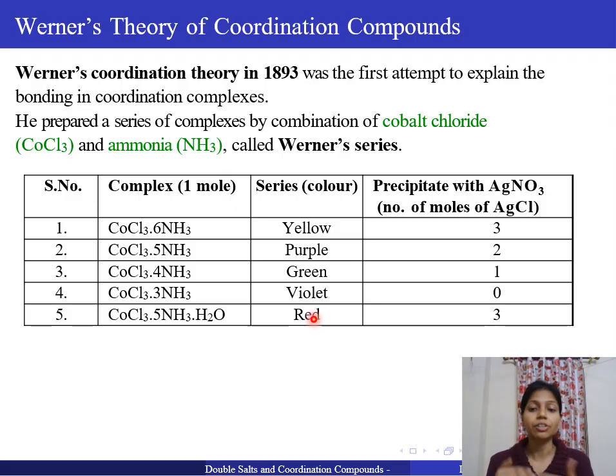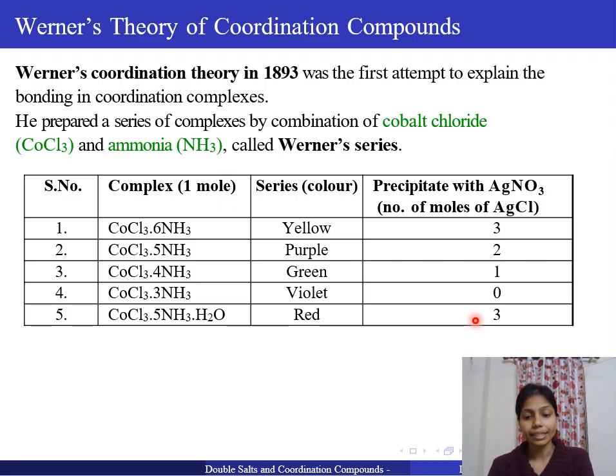For further study, he added excess cold silver nitrate solution to check what was actually happening. He got a white precipitate of silver chloride, then collected the precipitate and found the mole amount of silver chloride. For the yellow compound, 3 moles of silver chloride formed; for purple, 2 moles; green, 1 mole; violet, 0 mole, so no precipitation here. And for this one also 3 moles of silver chloride. So this was the work of Werner.